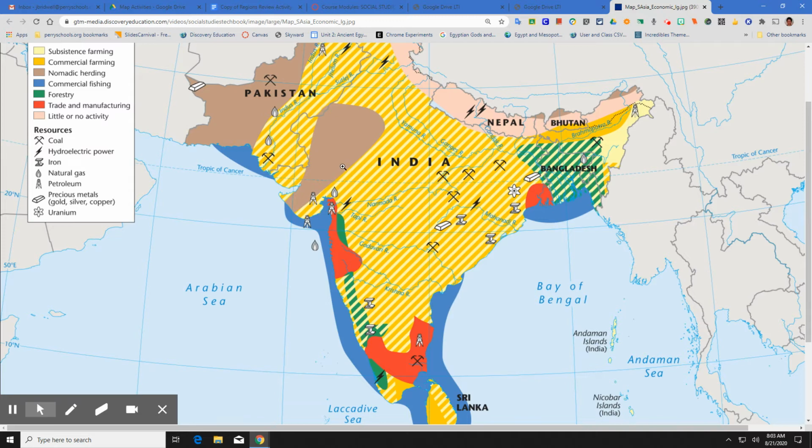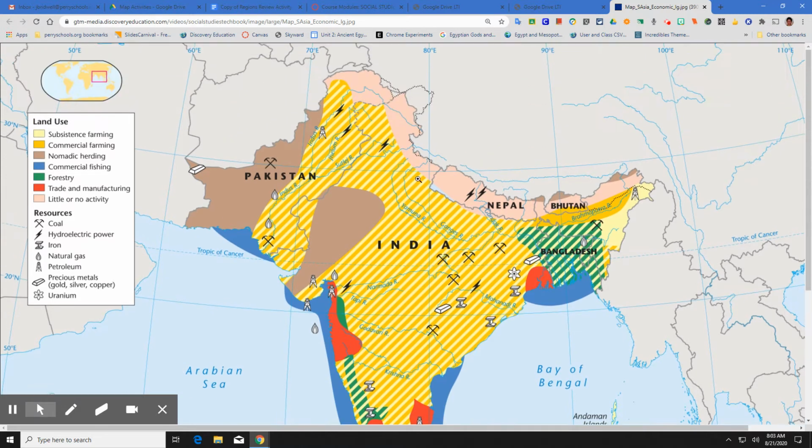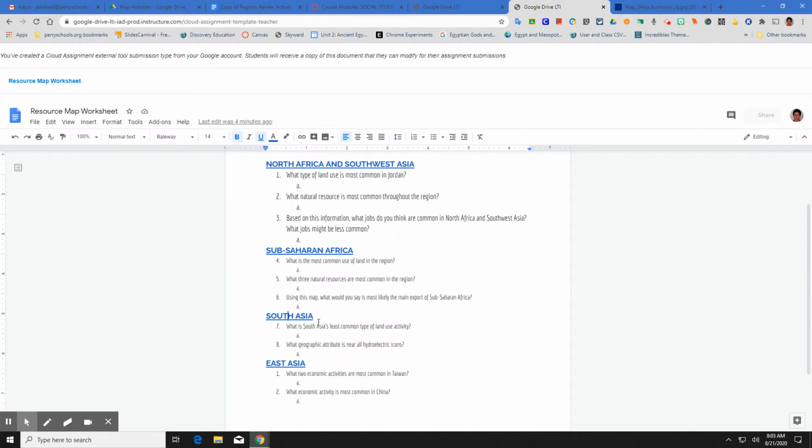So when we talk about forestry, that is log cutting, using trees for a variety of resources, like building 2x4s and doing all that different stuff. India doesn't have some of the natural resources like forests and trees that some other countries like North America, South America, and Africa will have. Okay, so then we would come back into our Google Drive here, and you would type in forestry.